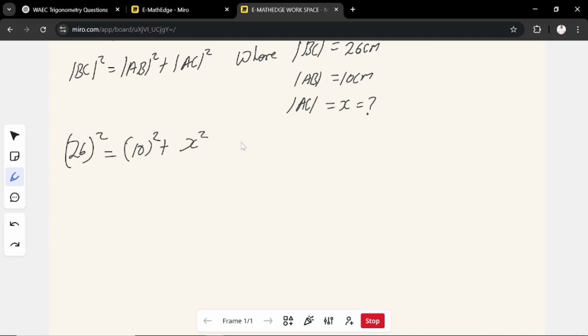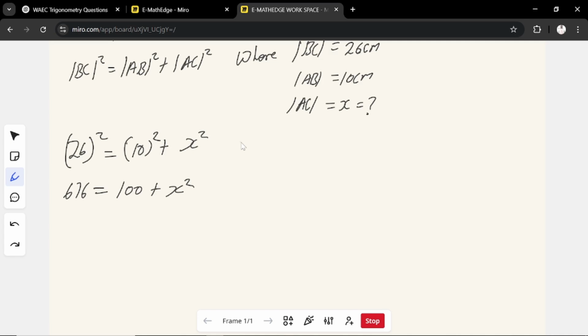So multiplying 26 by 26, we are going to have 676 equal to 10 square, which is the same thing as 10 times 10. And 10 times 10 is going to give us 100. So we are going to have this to be 100 plus x squared, right? So now 676 is a constant number, and here we have another constant number, 100.